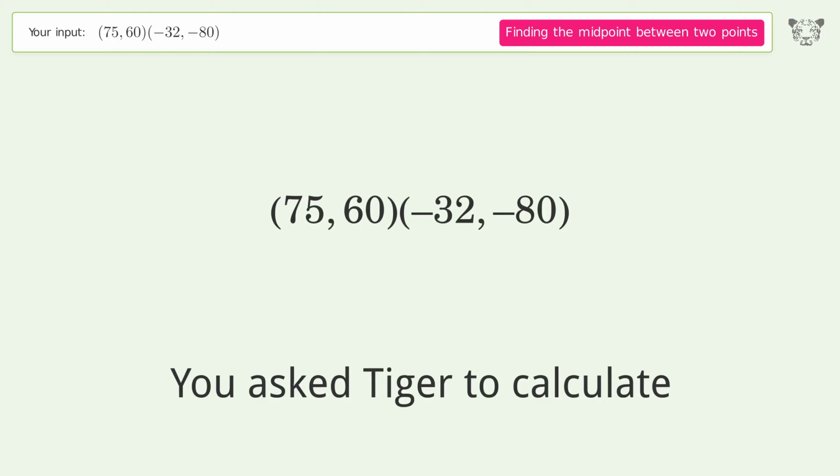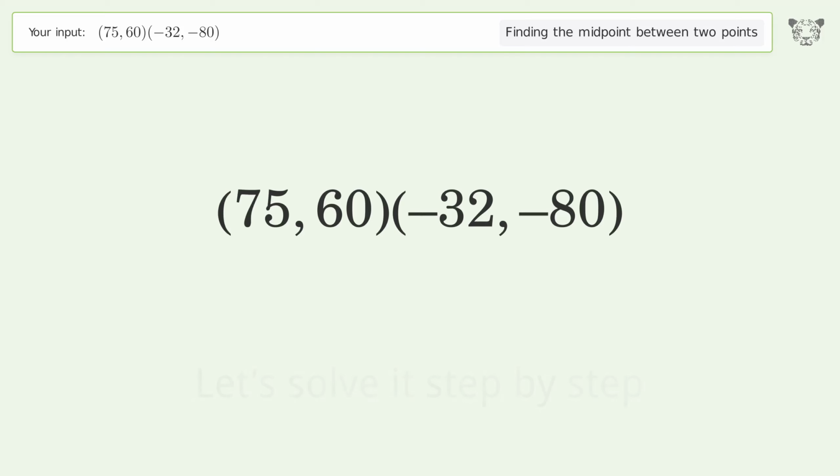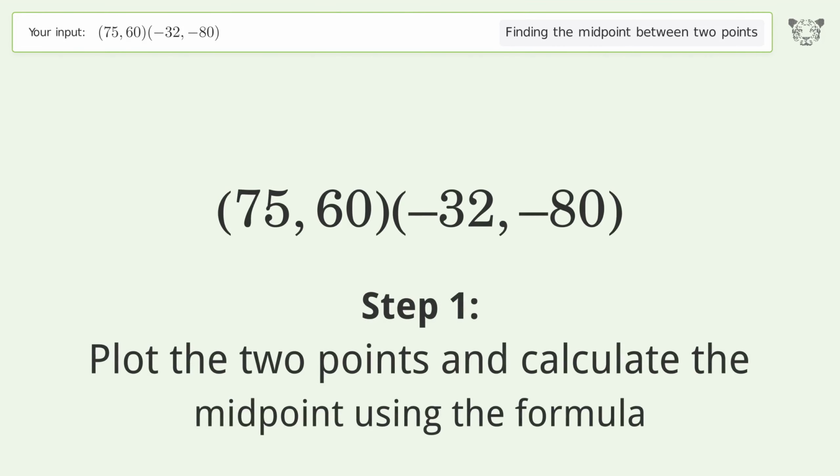You ask Tiger to calculate. This deals with finding the midpoint between 2 points. The midpoint between the 2 points is 21.5, -10. Let's solve it step by step. Plot the 2 points and calculate the midpoint using the formula.